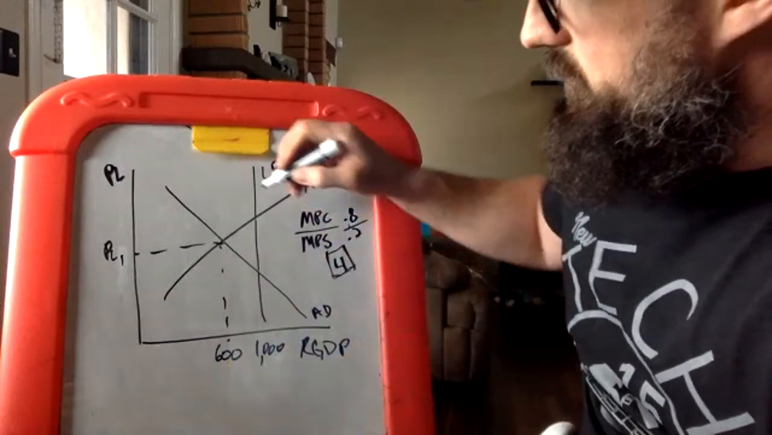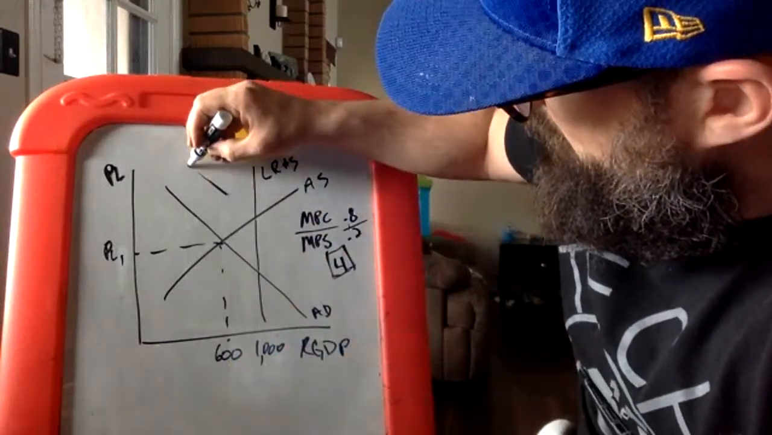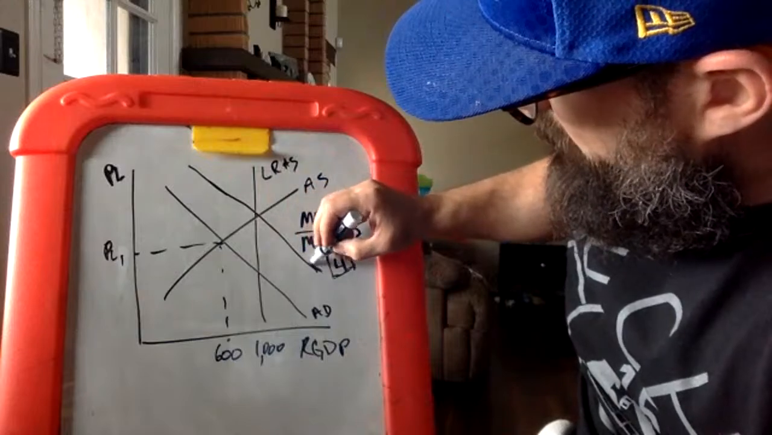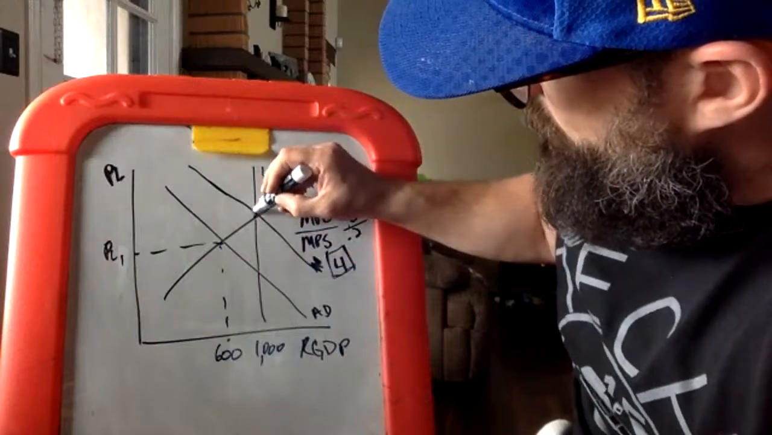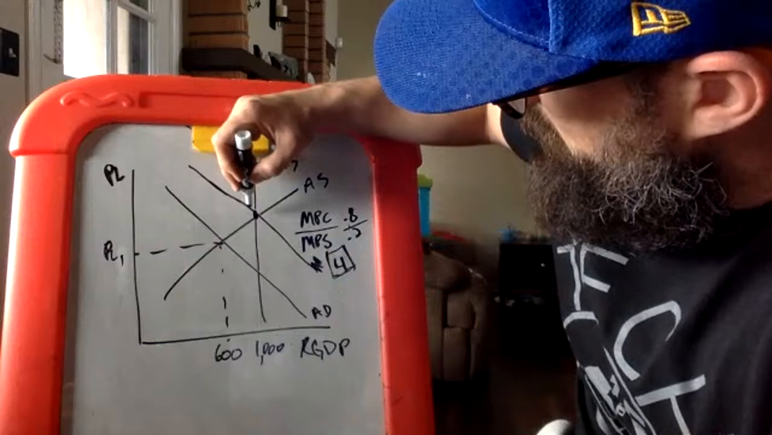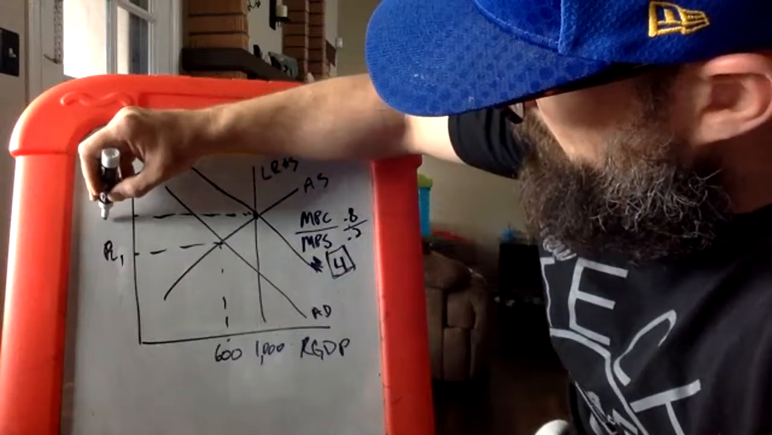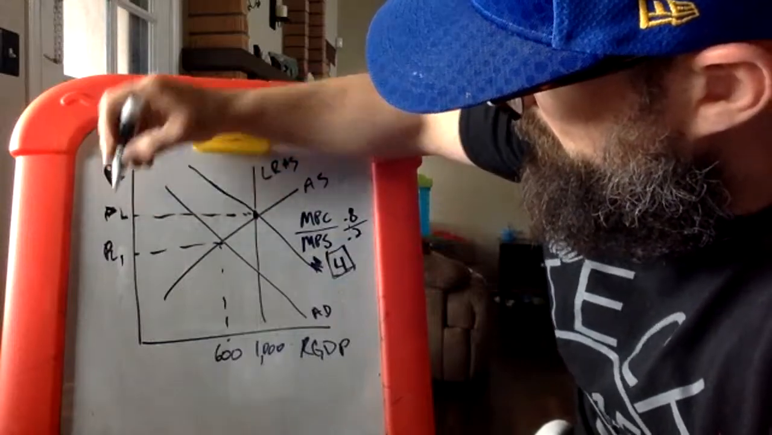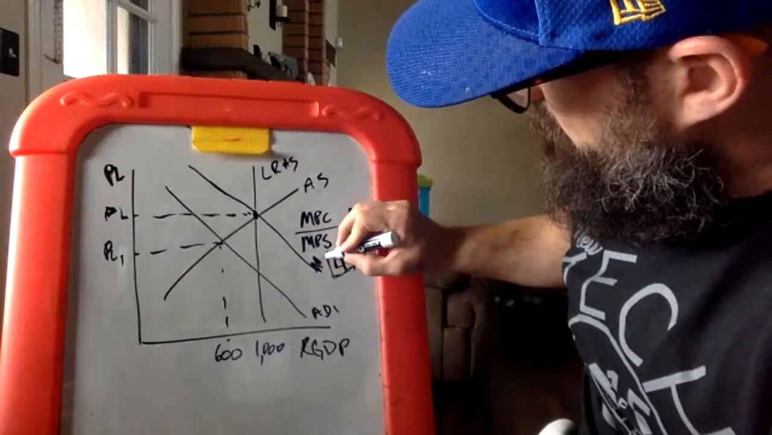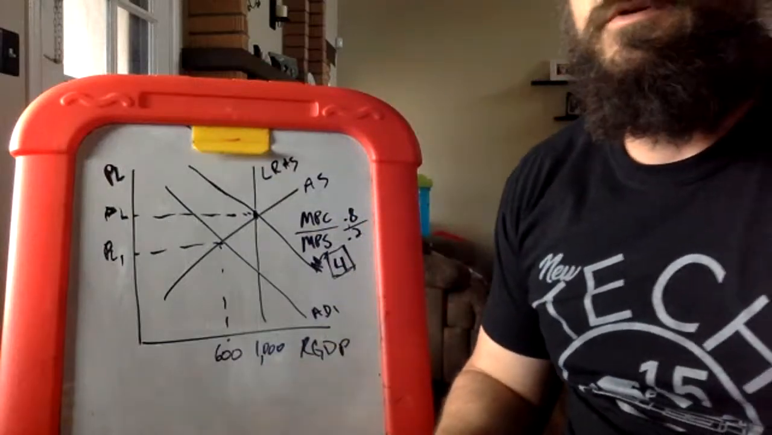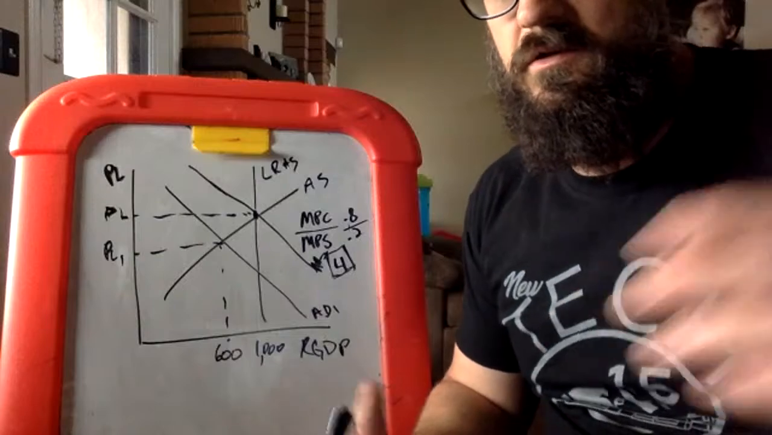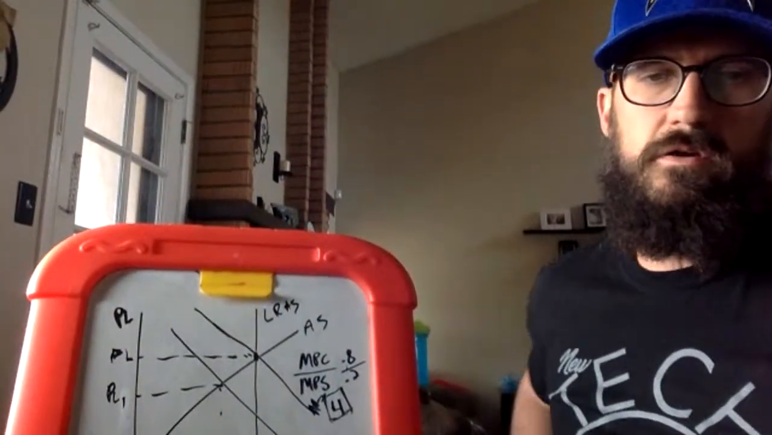And so, of course, what are we going to shift? We're going to shift our aggregate demand curve. So we need to do two things. We need to set the new price level, and then you need to label your curves. It's very important to label your curves so that people know what's getting shifted.